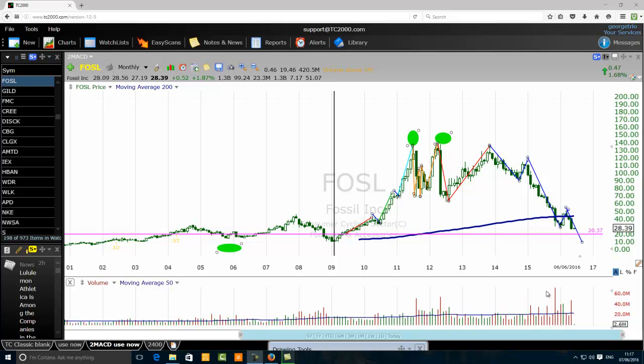How to identify a complex flat correction pattern like a genus.